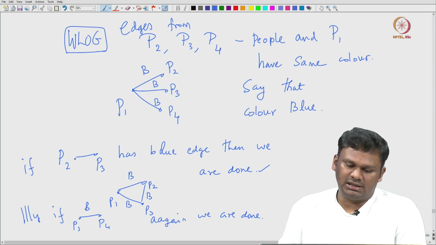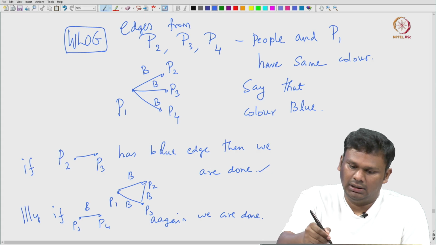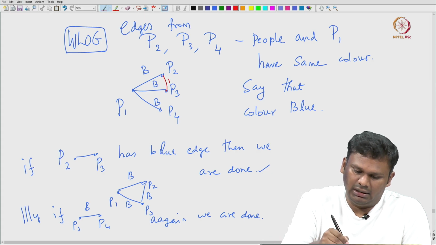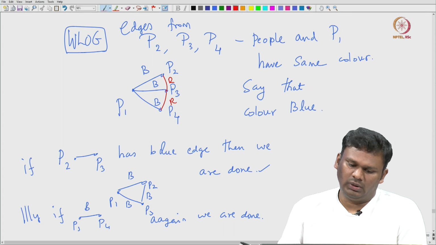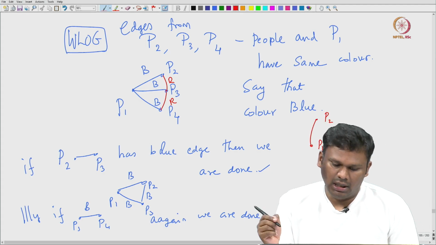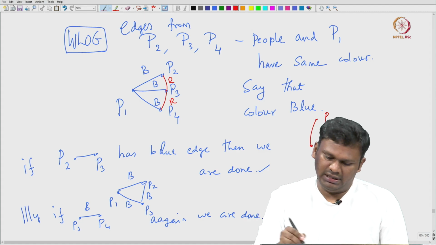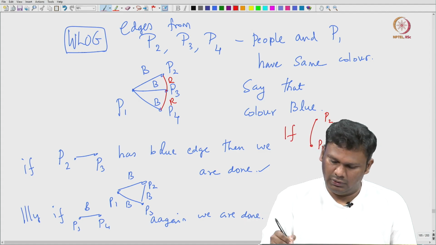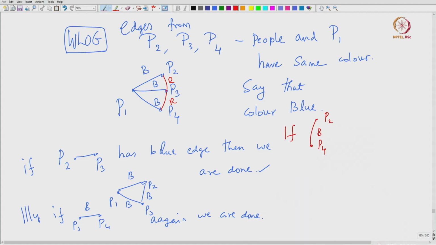Okay. So, that means we can assume that this is red and this is again red. Now, look at this P2 P4. So, this P2 P4 is connected. If this is blue, okay, so I am going to draw it here.